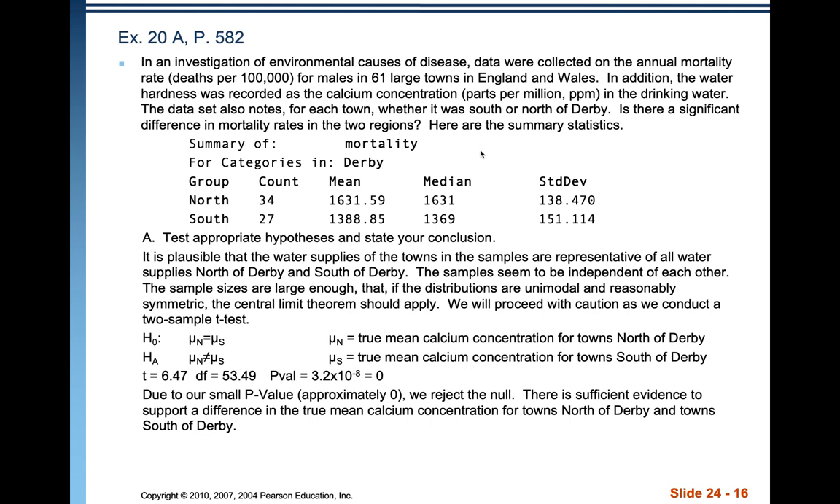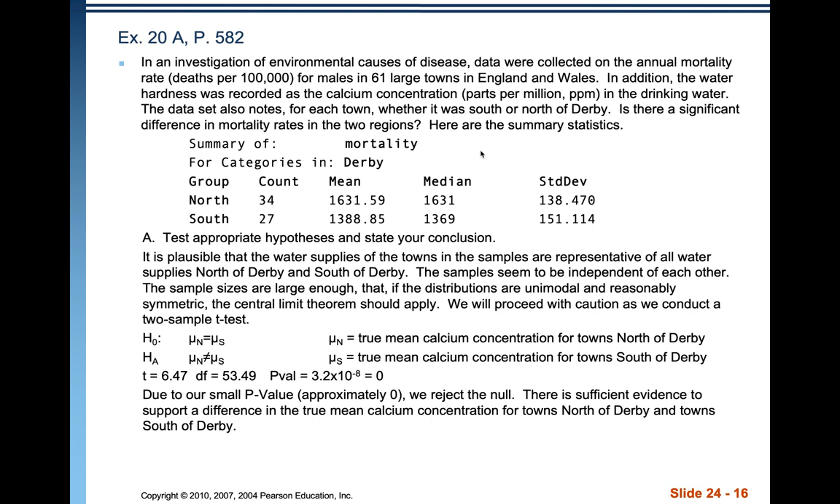So we let the calculator do its magic, and we get t equals 6.47 using that complicated formula, which the calculator does for us. We get degrees of freedom of 53.49. And we get a p-value of 3.2 times 10 to the negative 8, which is essentially 0. I wrote it out there because sometimes people want to report the p-value as 3.2. It can't be 3.2 because it's a probability.